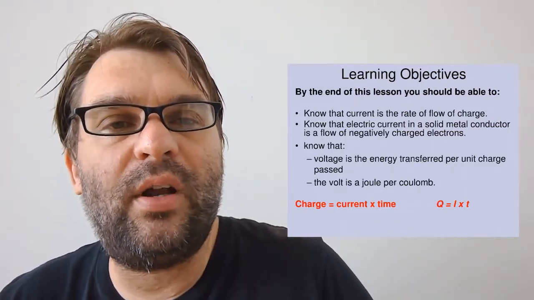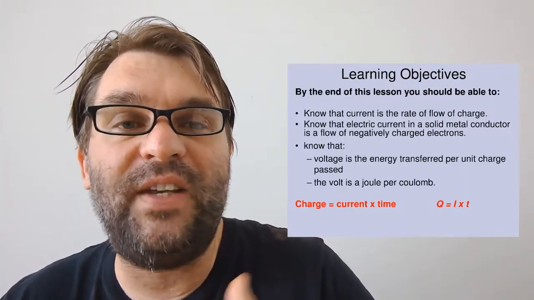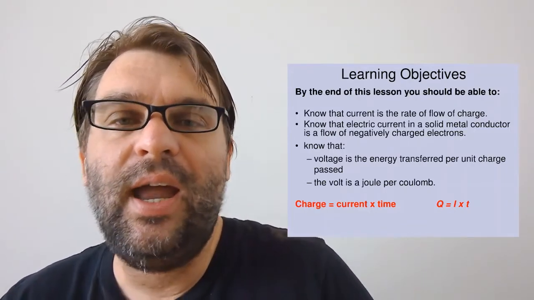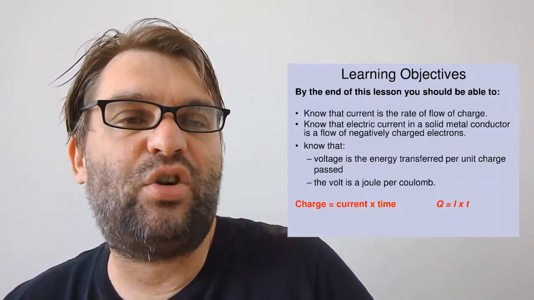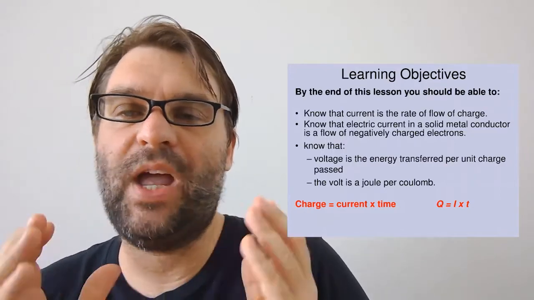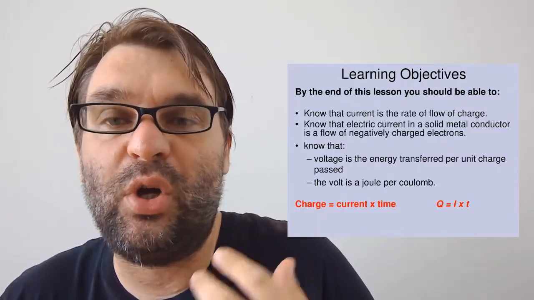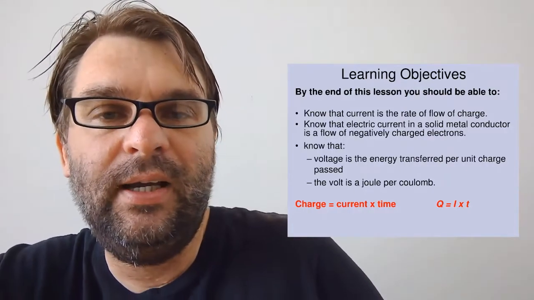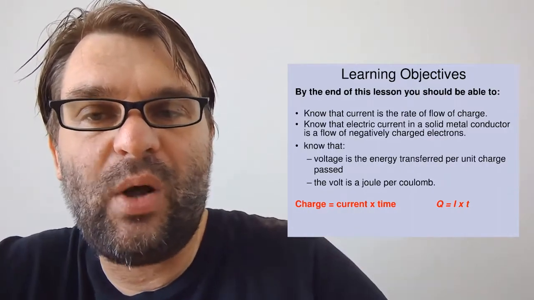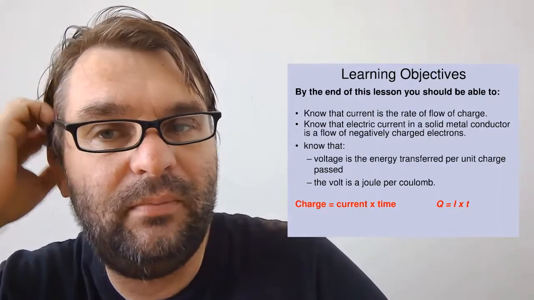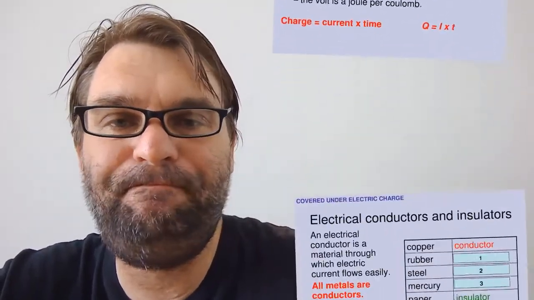Know that electrical current in a solid metal conductor is the flow of negatively charged electrons. And then know that voltage is the energy transferred per unit charge passed. A volt is basically a joule per coulomb, so energy per charge. These equations will come in important when we're looking to calculate what charge is.